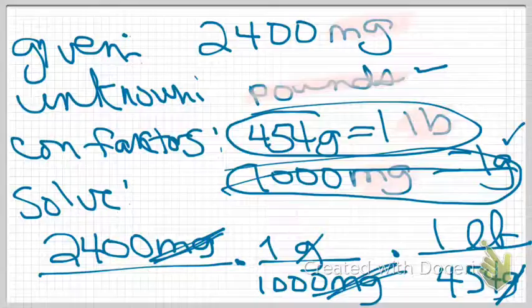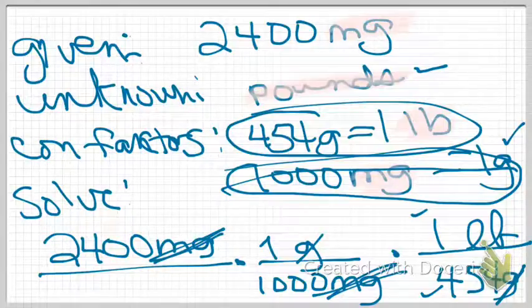units. Now when I put this in my calculator, I'm going to put in 2,400. These are my keystrokes on my calculator. 2,400 times 1 divided by 1,000 times this 1 divided by 454, then enter. That's exactly how I'm going to put it in my calculator. One more time. 2,400 times 1 divided by this 1,000 times this 1 divided by this 454, enter. And that's exactly how I would enter it in my calculator.